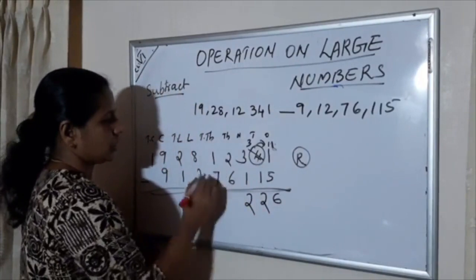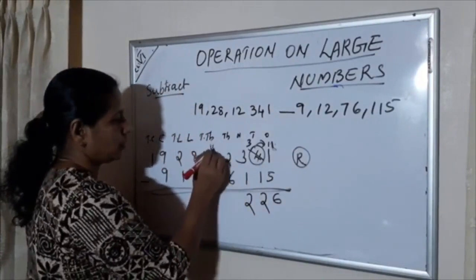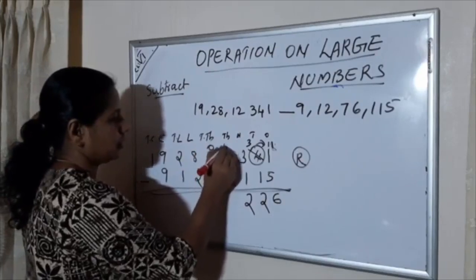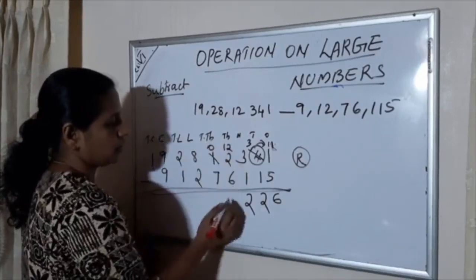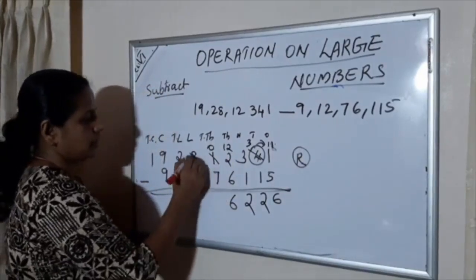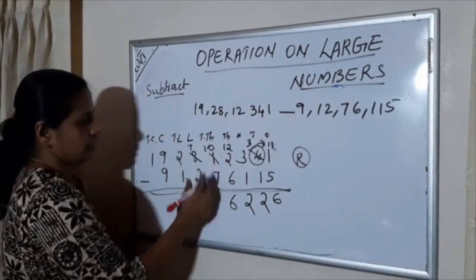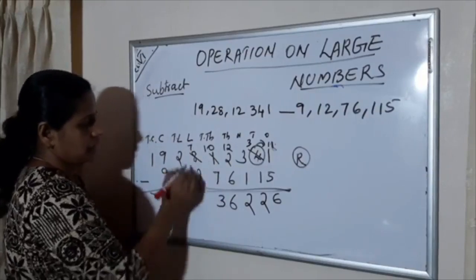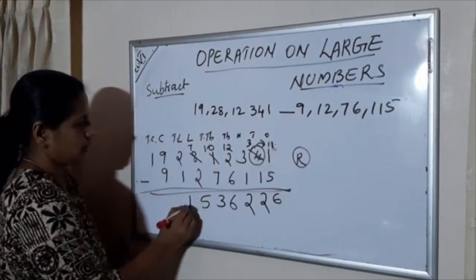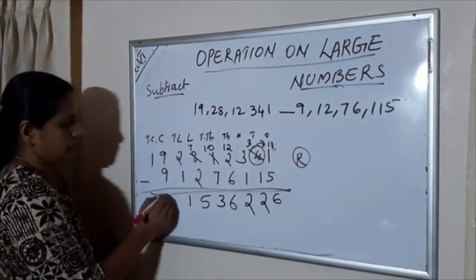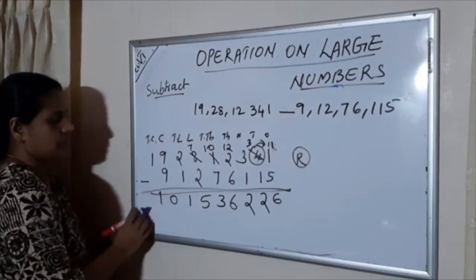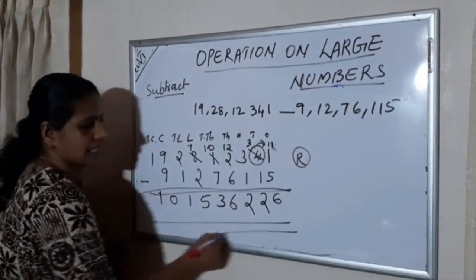2 minus 6, we can't. So borrow 1 from here. Then it becomes 12. 12 minus 6 is 6. Then 0 minus 7 we can't do. So 10 minus 7, 3. 7 minus 2, 5. 2 minus 1, 1. 9 minus 9, 0. 1, nothing is there, so 1. You can check it.